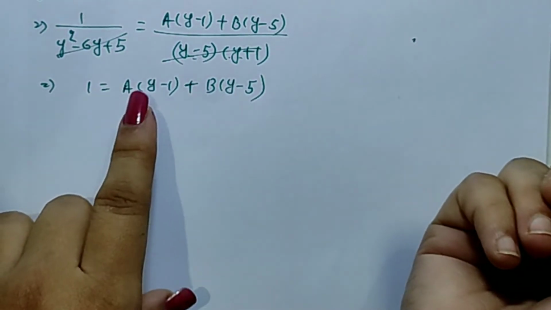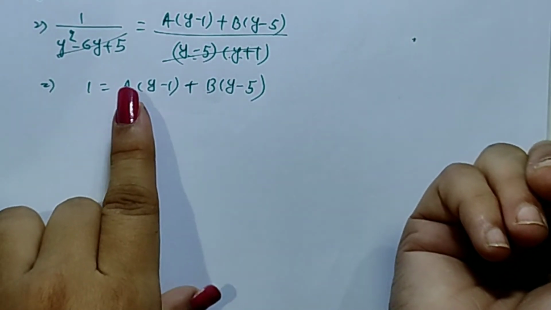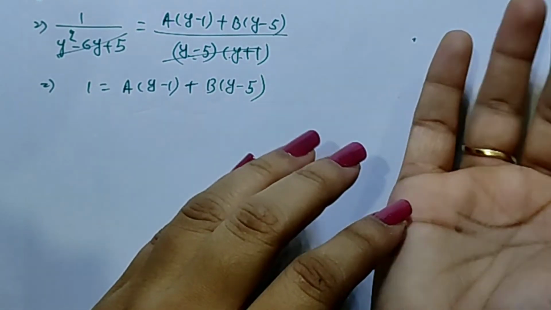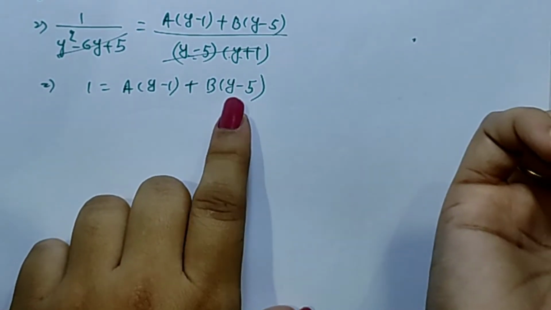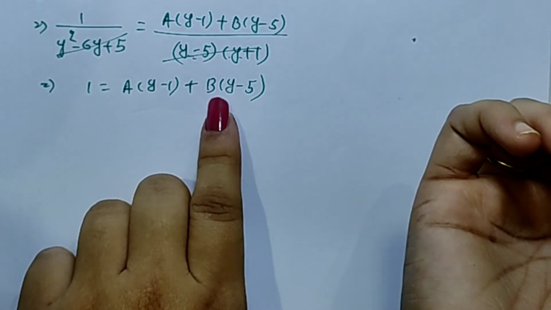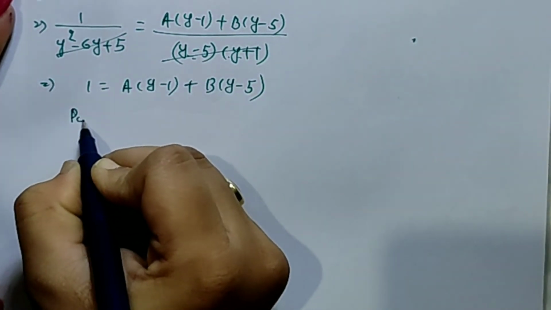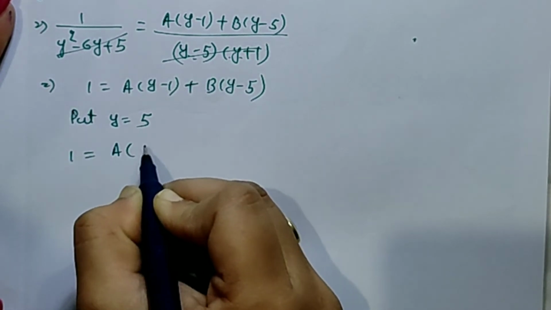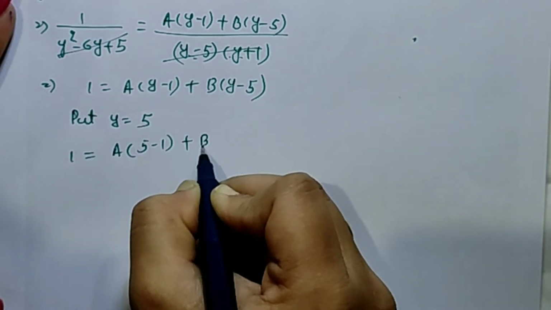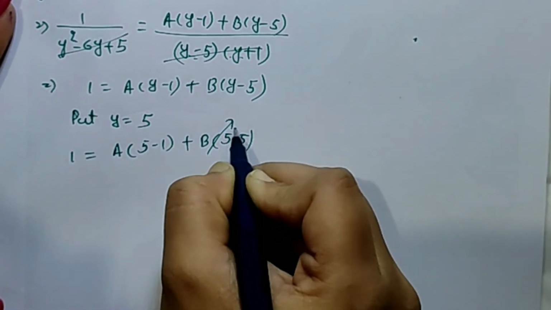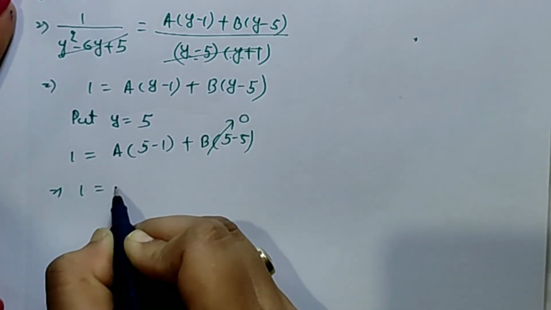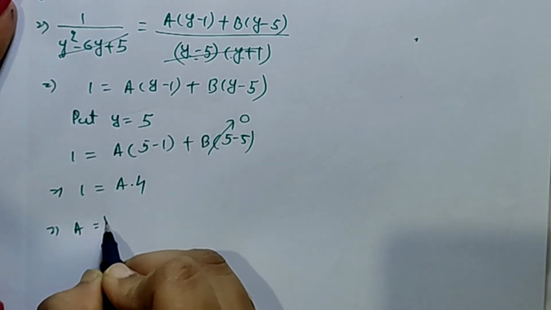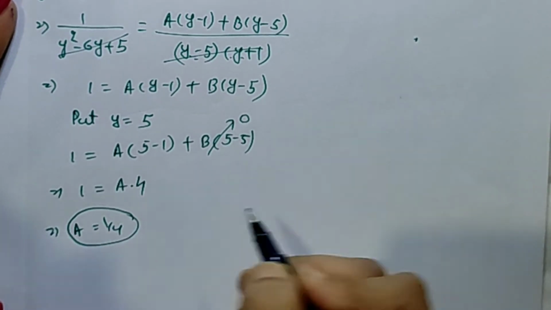Now we have to find the values of a and b. To find the value of a, we have to make the b term 0 in some way. So if I put y is equal to 5, then this will be 0. So put y is equal to 5. 1 is equal to a into (5 minus 1) plus b into (5 minus 5). This will cancel out, implies 1 is equal to a into 4, implies a is equal to 1 by 4. We have found the value of a.